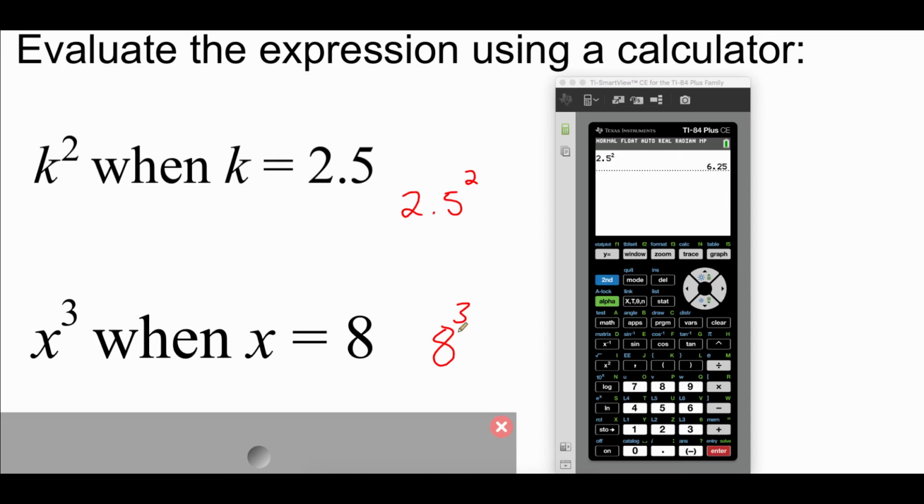So if I want to do 8 to the 3rd power, or 8 cubed, what I'm going to do is hit 8, then I'm going to hit my caret button, and then I'm going to type in 3 for my power. Now, my calculator raises the 3 up as an exponent. Yours might just put the actual caret between the 8 and the 3, so you might see it written on your calculator as 8 caret 3. That means the exact same thing as 8 cubed. So when I hit enter, I get an answer of 512.